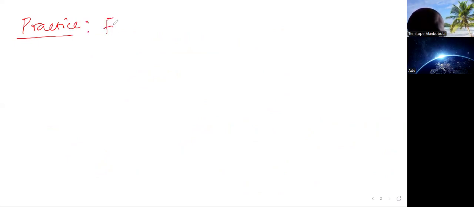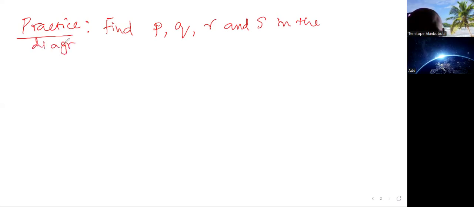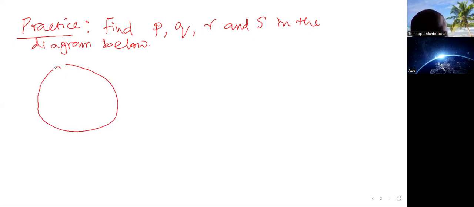Question says find P, Q, R, and X in the diagram below. And here comes the diagram. Innocent diagram like that.